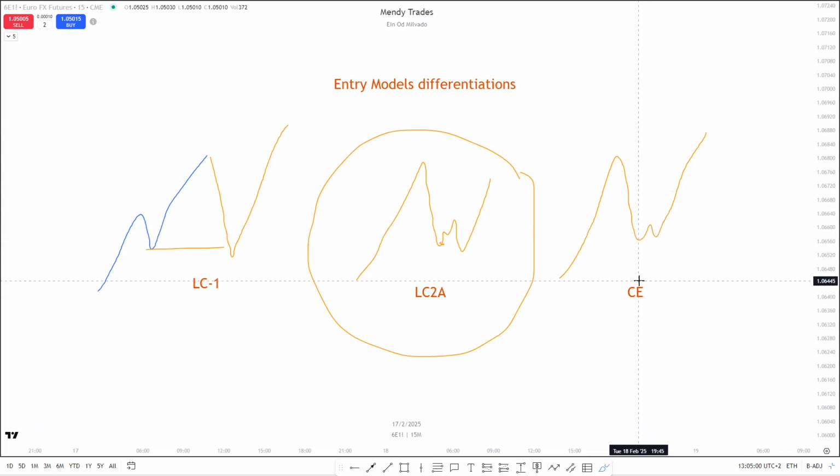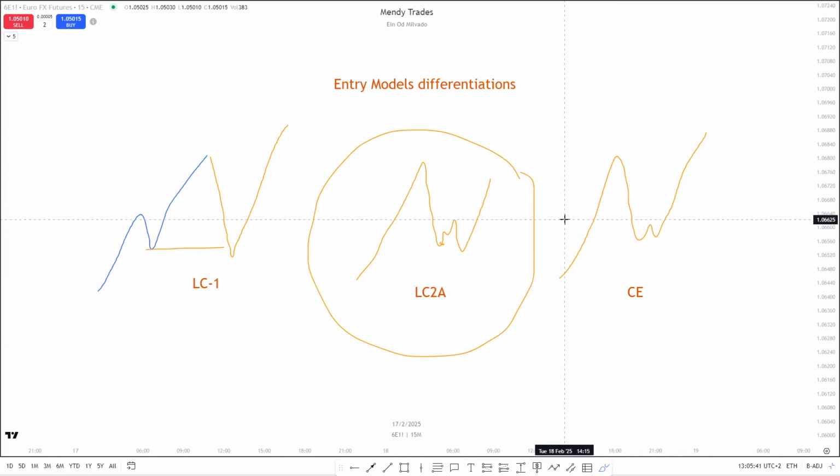Confirmation entry is around a certain time. If we are about to launch the move, let's say it's around 10. That's something you really have to look at on your charts. So 10 UTC plus 2, 10 a.m., is when the move will start, basically on the 6E, the euro. If we are yet to mitigate the POI, you want to see LC2A. But if we have mitigated and we have this structure, you want CE.